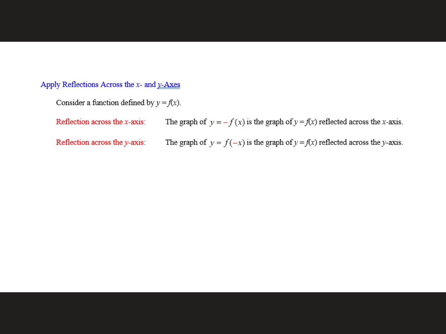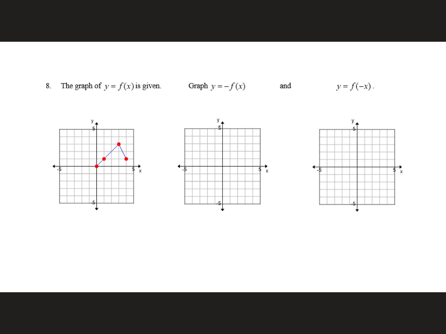Our next transformation is going to be reflections. We are reflecting across the x-axis if the negative is in front of the function, so negative times the function. We're reflecting across the y-axis if the x itself is negative. So negative f of x reflects over x, negative x reflects over y. So let's look at an example of that.